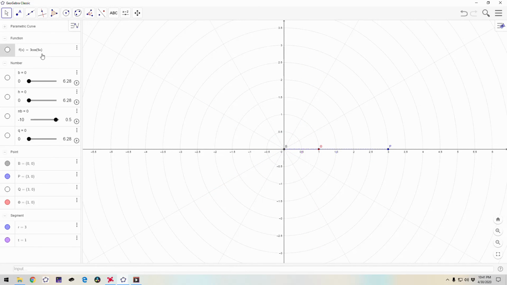Okay, so let's do one more thing here. Let's change it to 3 cosine of 4x. So since 4 is an even number, remember we can expect double, so 8 petals. And the reason you're going to get the 8 petals, by the way, is because it doesn't meet back up with itself as quickly as the odd ones do.